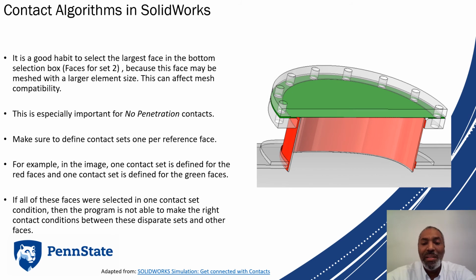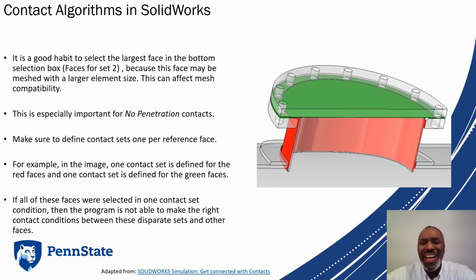So when we're defining these contact sets, remember, sometimes it'll ask you to define two different sets. In the old terminology, one was a master, one was a slave. In newer terminologies, one's your contactor and the other is a target. And in the most recent, sometimes it's just set 1 and set 2.